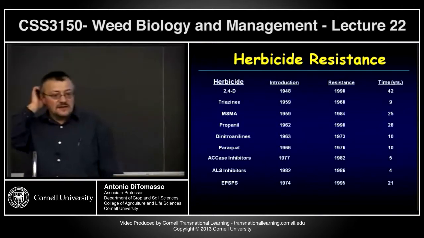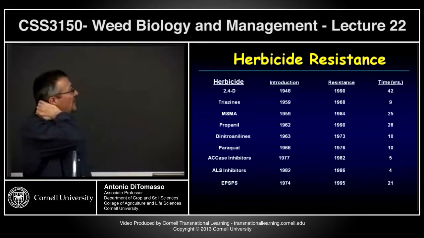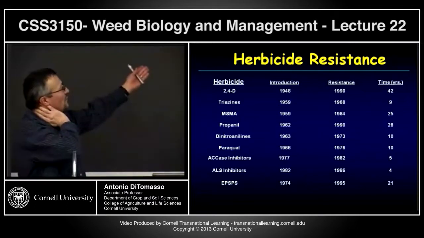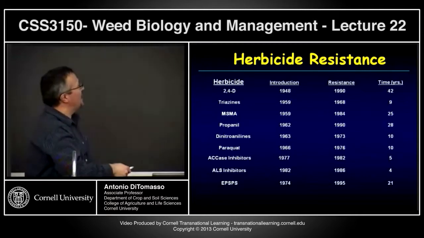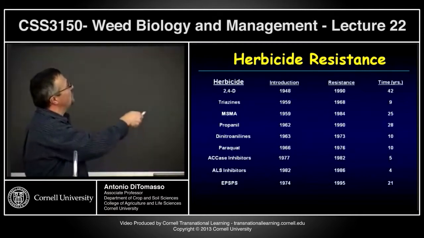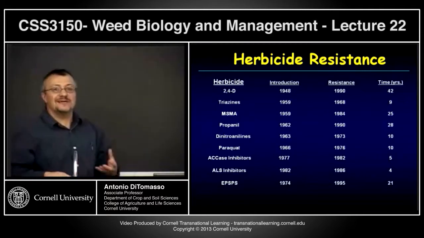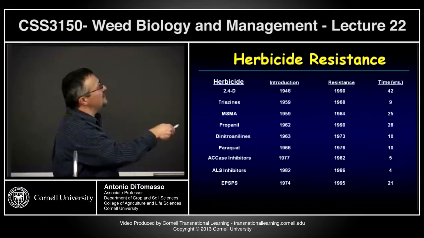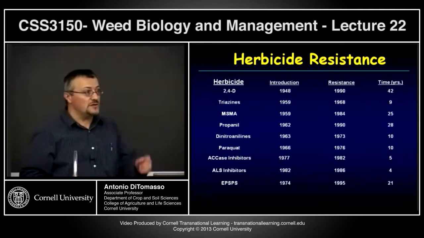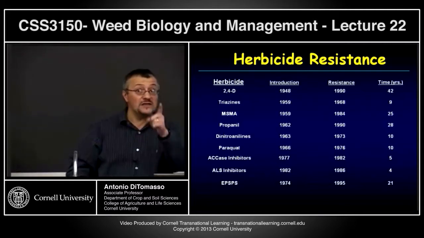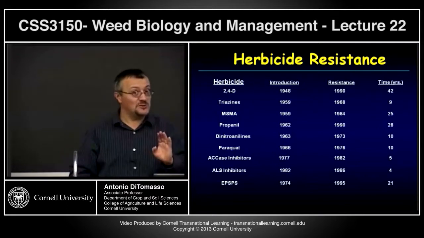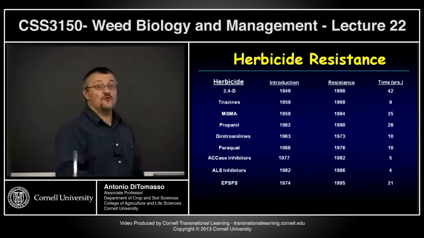And here's a chart just showing you how quickly resistance developed for a number of herbicides. Some are modes of action, some are specific herbicides. 2,4-D, the actual introduction was 1948, although it's in the mid-40s. First resistance case, 1990. Took 42 years of use. This is a widely used herbicide. This wasn't something you just put on the side. This was used. Remember, we took 42 years.